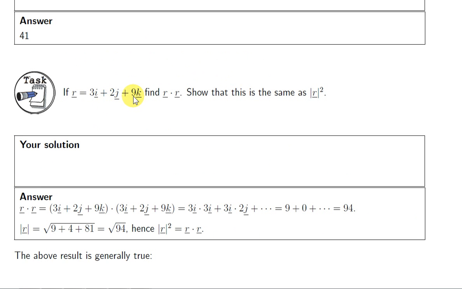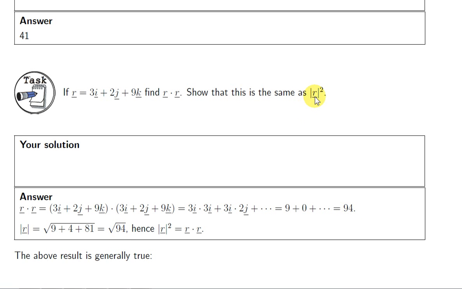Now this one is a bit more interesting. We want the dot product of r with itself. So we have r dotted with itself, so we have 3 by 3, which is 9, plus 2 by 2, that's 13, plus 9 by 9. So that's 13 plus 81 is 94. So r dot r is 94.